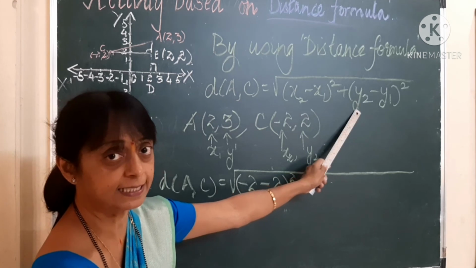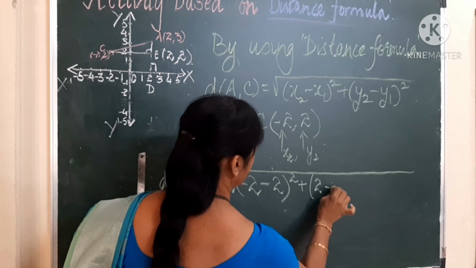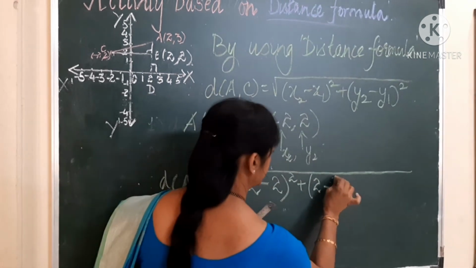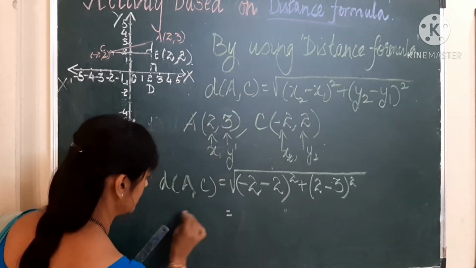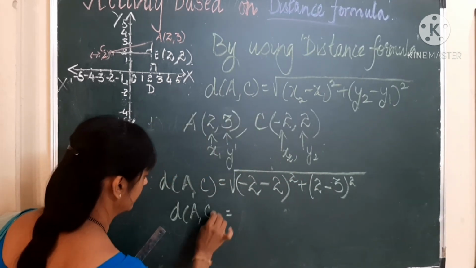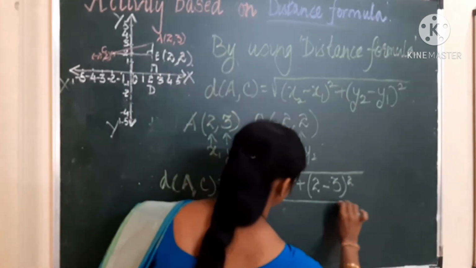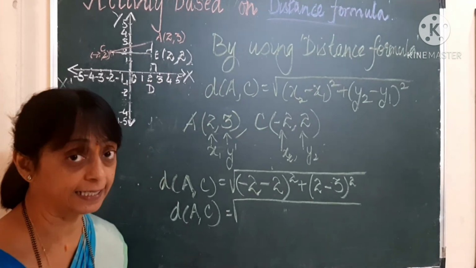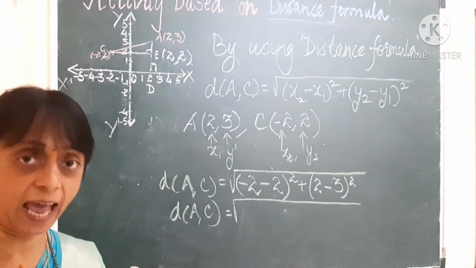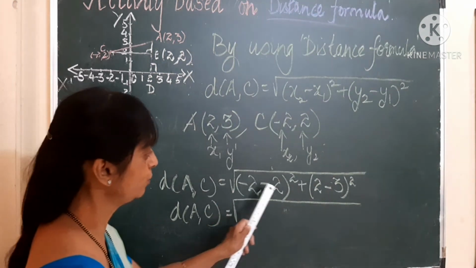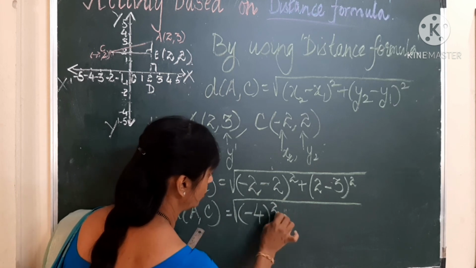Next bracket contains the difference between the y coordinates. That is y2 minus y1. That is 2 minus 3. The whole square. Let's solve it correctly without any errors. Square root as it is. What is inside the bracket? Let's first solve it. Minus 2, minus 2. What do we do with them? We add them and put the common sign. So 2 plus 2 gives me 4 with the common sign, that is minus, the whole square.